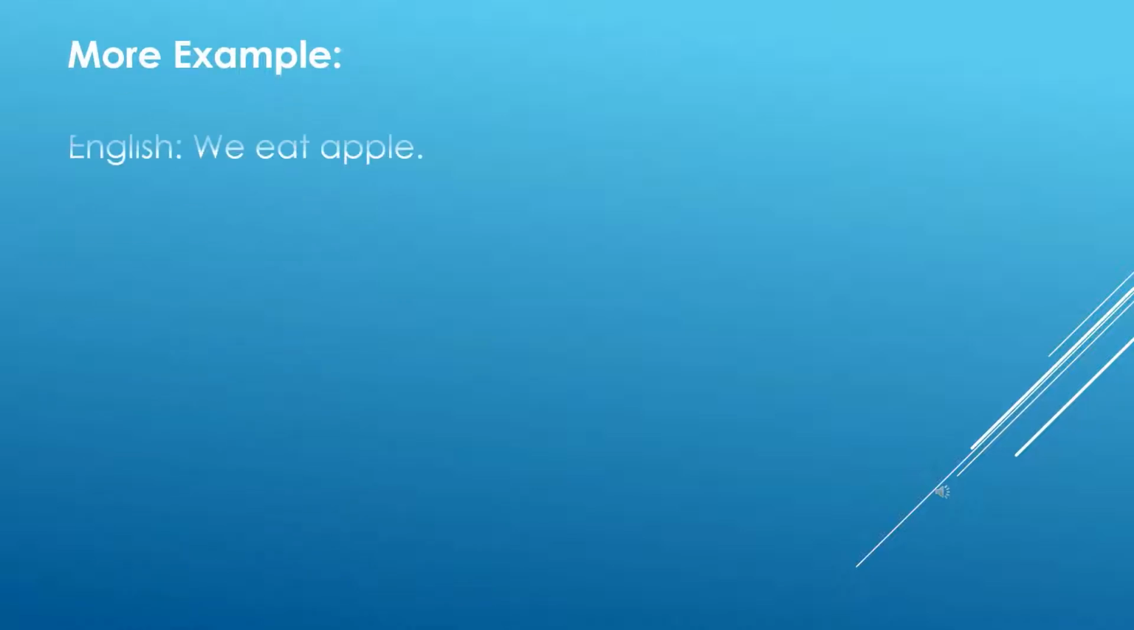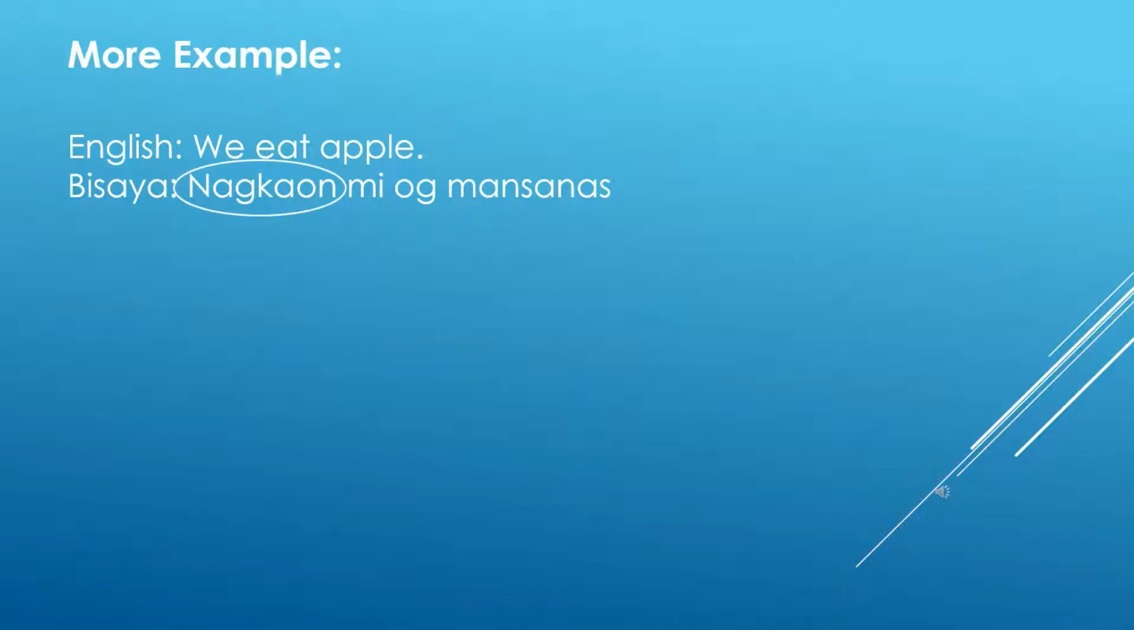Now you know the difference in creating the English sentence and Bisaya sentence. To make you understand more, here are the other examples I prepared. In English, we eat apple, translated in Bisaya as nagkaon mi og mansanas. As you can see, there is no dash between the prefix nag and the verb kaon, which means eat. It is because the dash will only be applied when the first letter of the verb is a vowel. For our subject, mi is the short term of kami, which we already discussed a while ago. And mansanas is our object, which means apple.